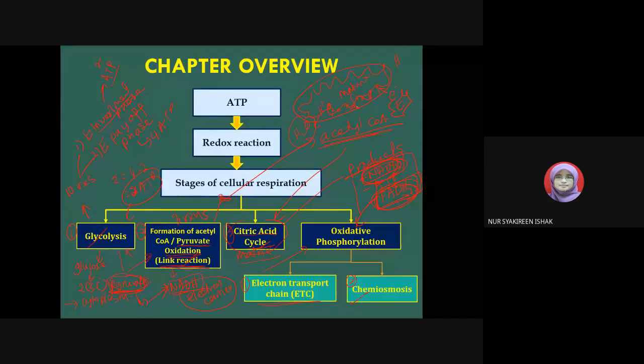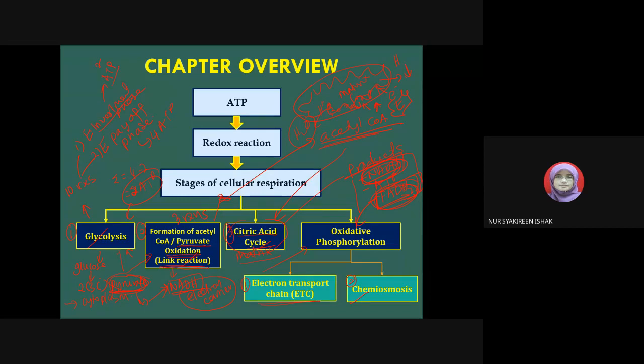into the intermembrane space. You have to take note also that the concentration of hydrogen ion in the matrix is low compared to the concentration of hydrogen ion in the intermembrane space, which is high. So that's why energy is used to pump hydrogen ion from low concentration to high concentration. So it is a form of active transport.